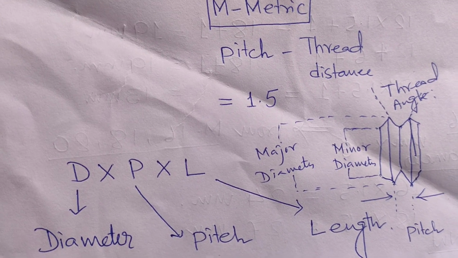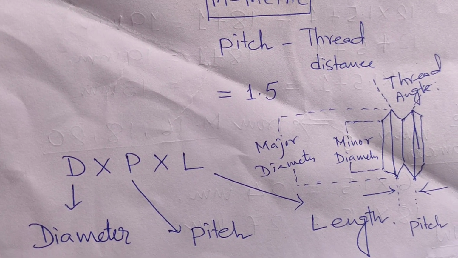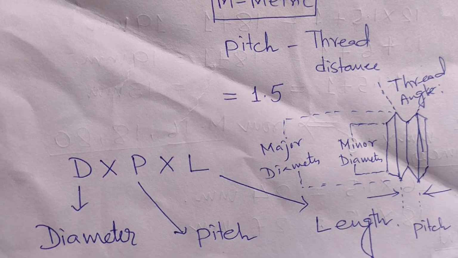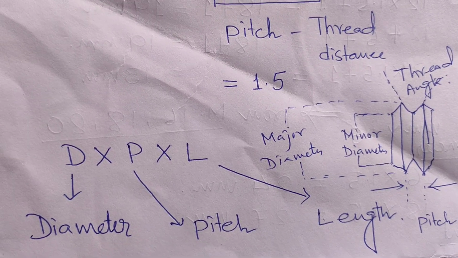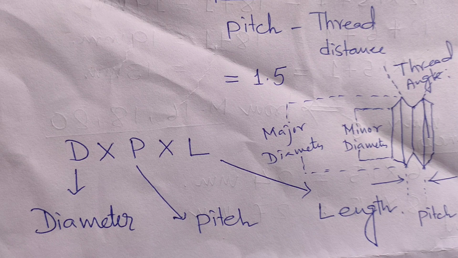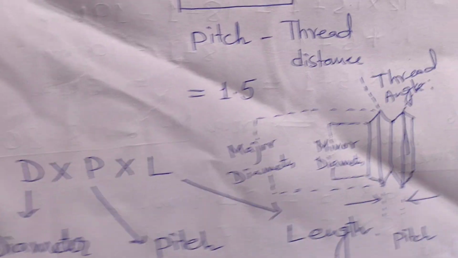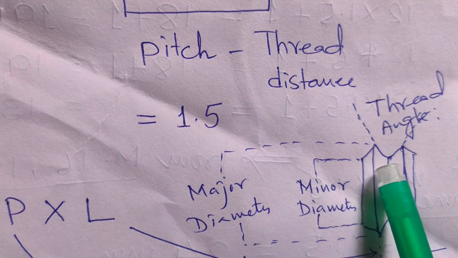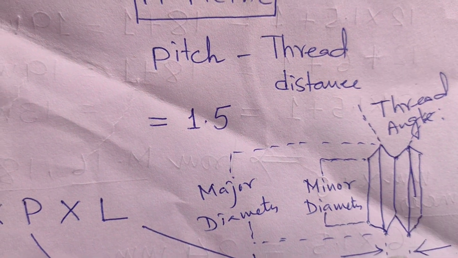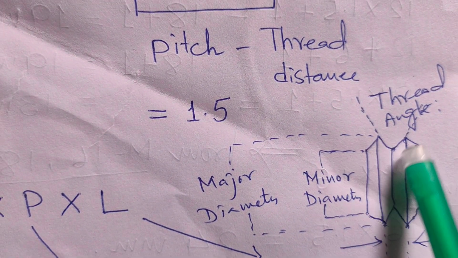Without the head part, only the bolt part is called the length. So you have a clear idea about what is the diameter, what is the pitch, and what is the length. And from here you can see the thread angle, the two threads. This is the thread, this is also the thread, and this is the thread angle.